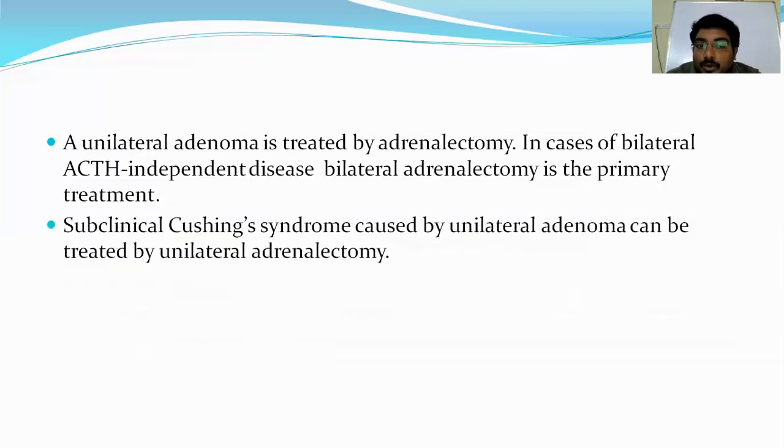A unilateral adenoma is treated by adrenalectomy. Most will go for the laparoscopic approach. In case of bilateral ACTH independent disease, bilateral adrenalectomy is the primary treatment. And subclinical Cushing syndrome caused by unilateral adenoma can be treated by unilateral adrenalectomy. So bilateral disease, bilateral adrenalectomy. If it's unilateral, you will go for unilateral adrenalectomy. In any case, you will go for laparoscopic adrenalectomy. If you are suspicious of any malignancy, then you will go for open.